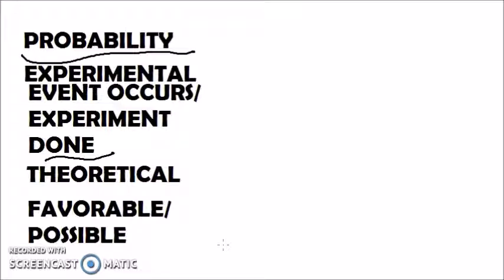So we have experimental probability, which is how many times an event occurs divided by how many times the experiment has been done. And theoretical probability is the favorable outcomes divided by the number of all possible outcomes.